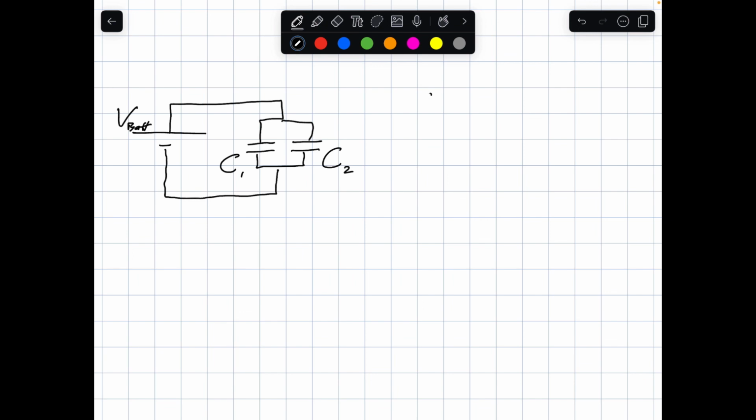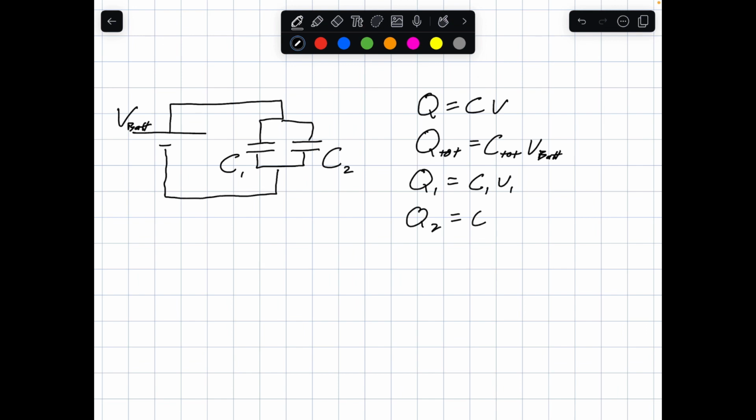The basic equation that we have, Q equals CV, of course. And so we can write this for the total, for the equivalent capacitance and the equivalent total charge. So Q total equals C total, or C equivalent, times V bat, the voltage on the battery. And we can also write this for each of the capacitors. So the charge on capacitor 1 is equal to the capacitance of capacitor 1 times the voltage on capacitor 1. And then same thing for capacitor 2, Q2 equals C2 times V2.